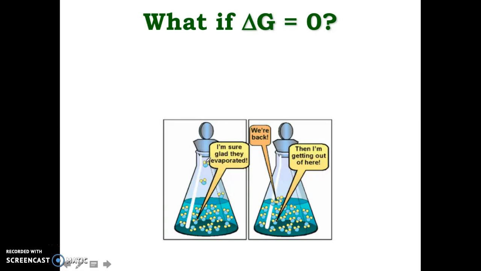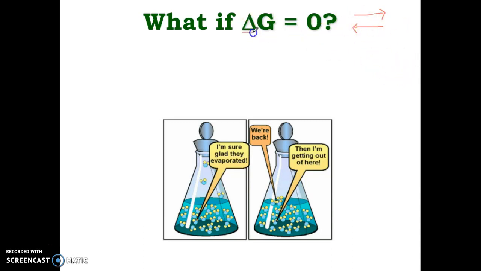All right. So, what if delta G is 0? Which side does it favor? Because remember, a negative delta G favors the forward reaction. A positive delta G means it must be favored in the opposite direction. So a negative delta G favors in the forward direction. A positive delta G favors in the opposite direction, going from products to reactants.